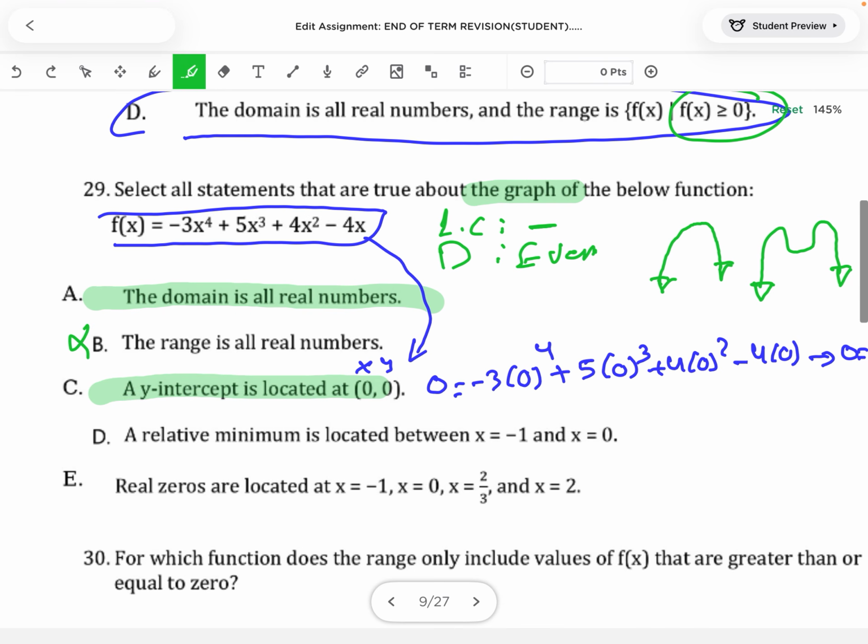A relative minimum is located between negative 1 and 0, and I have no idea so far, because we have to know the exact graph of this polynomial function. But part D: real zeros are located at. Once they said real zeros, it means I have to use mode 5, 4, because I have a power of 4. If you do it in your calculator, you will get x equals negative 1, 0, 2 over 3, and 2. So this is the correct choice again.